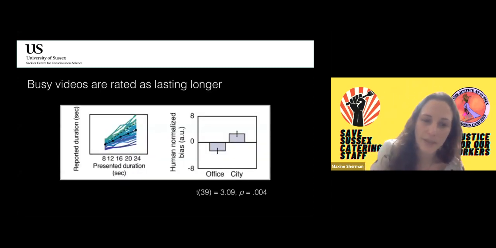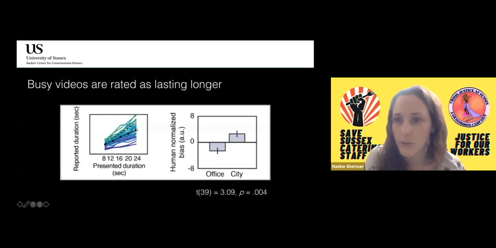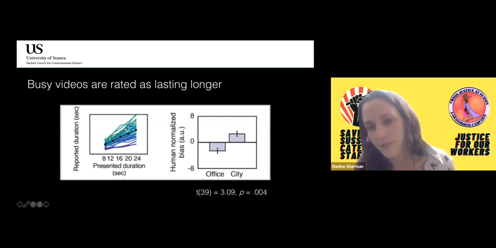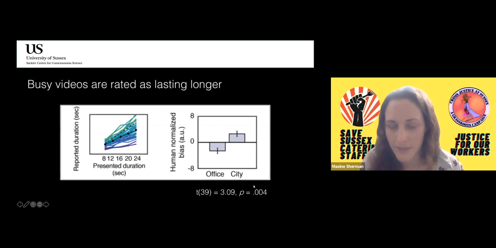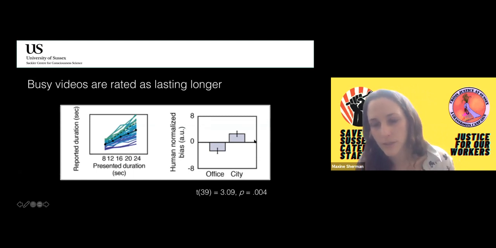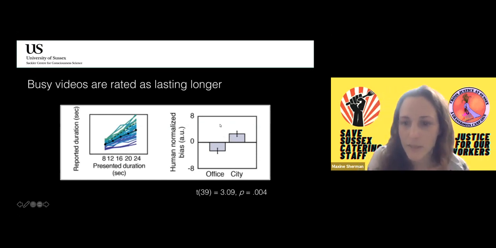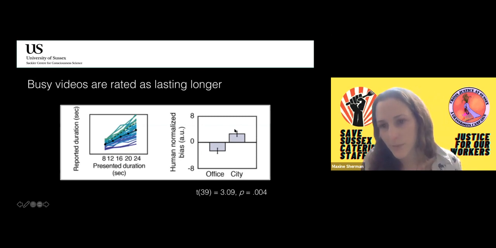Okay, so for the behavior, everyone could do the task. So here we've got the length of the video, and here we've got how long people rated it as. Each colored line is a different person. Everyone's got a monotonic relationship with time. So they are doing the task properly. And if you calculate this bias measure, what it shows is that the city scenes with lots of stuff going on, these were overestimated relative to the boring office scenes. So behaviorally, the more salient events there were, the more stuff that was going on in the video, the longer it felt.